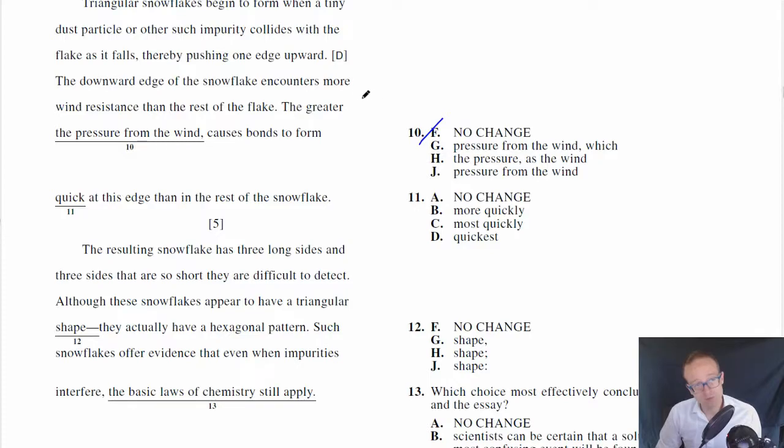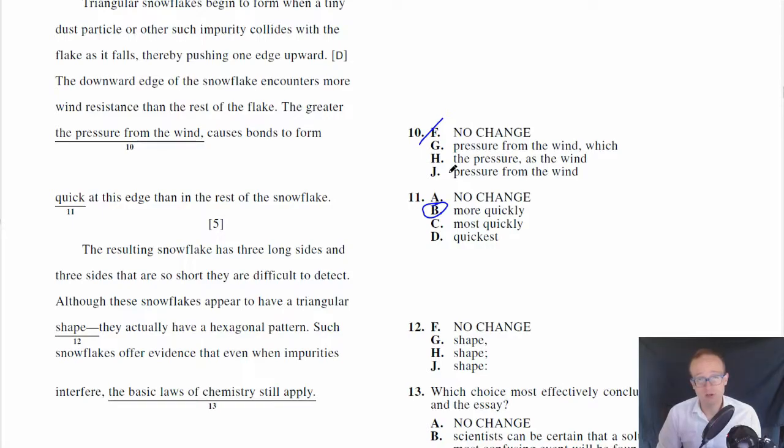The greater pressure from the wind becomes non-independent, which causes bonds to form. Okay, this is going to be more quickly. More quickly here than there. Causes bonds to form more quickly at this edge than the rest of the snowflake, which makes this definitely non-independent. The greater pressure from the wind.